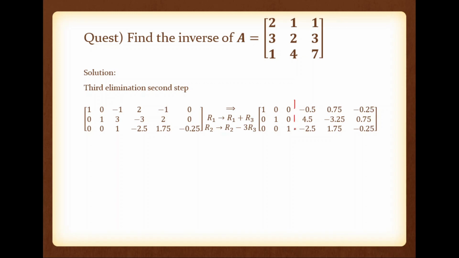Okay, so you can see that now the left part is an identity matrix and right part is nothing but A inverse. Okay, so our solution, we are asked to find the inverse of A. So A inverse is equal to minus 0.5, 0.75, minus 0.25, 4.5, minus 3.25, 0.75, minus 2.5, 1.75, minus 0.25. So this is the solution.